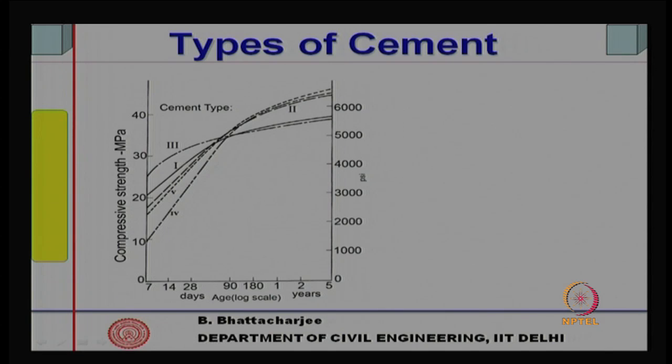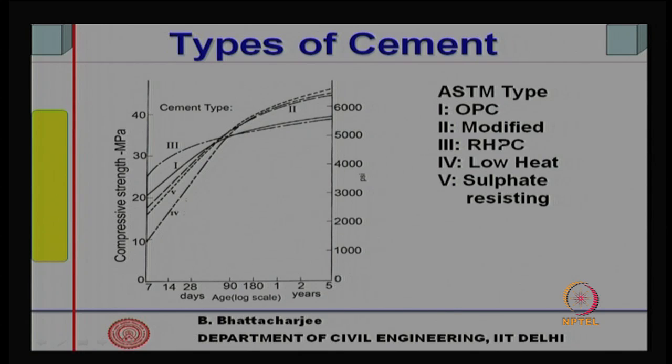The strength that we are looking into, if you look at the different types, type 1, type 2, type 3, type 4 and type 5 cements. Now, type 1, this is our OPC, strength development is somewhere here. Type 3 is high early strength. So, it has got high early strength, but its long term strength is in fact slightly lower than the OPC.